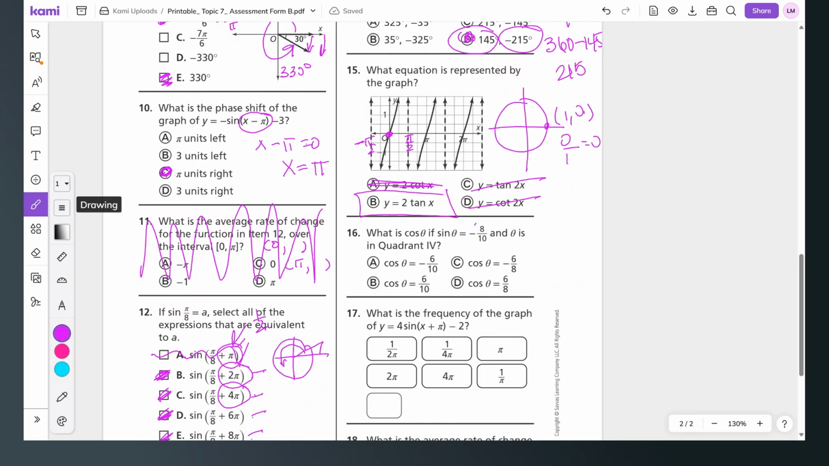Okay, what is cosine if sine is negative 8 over 10 in quadrant 4? Pythagorean theorem, or maybe you know this is a Pythagorean triple, 3, 4, 5, and it's been multiplied by 2, so 6, 8, 10. Cosine is 6 over 10, positive, because we're in quadrant 4, and x is positive here.